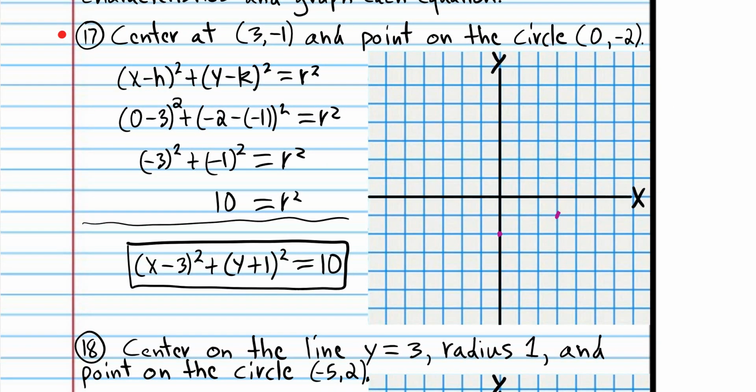So, to graph the circle, we need to find r. So we need to square root both sides, and the square root of 10 is going to be a little bit bigger than the square root of 9. The square root of 9 is 3. So the square root of 10 is a little bit bigger, so let's count up 1, 2, 3, and a little bit beyond. And 1, 2, 3 down, and a little bit beyond. And 1, 2, 3, and a little bit beyond. And 1, 2, 3. So now we can connect the dots.